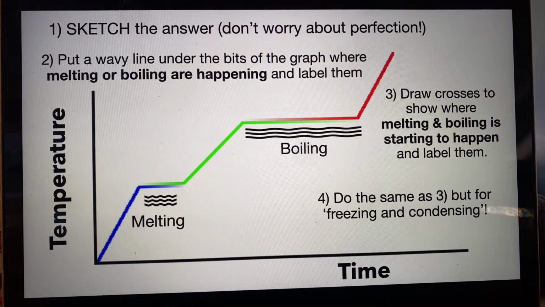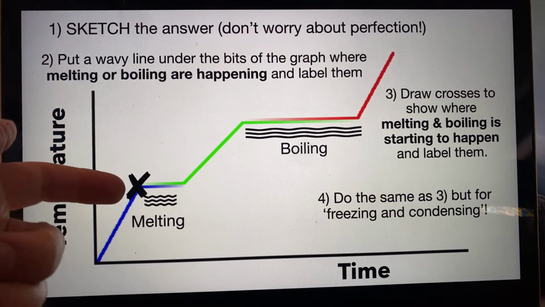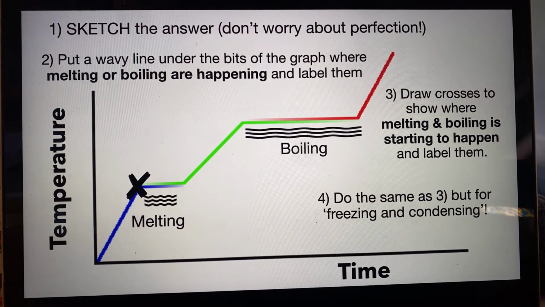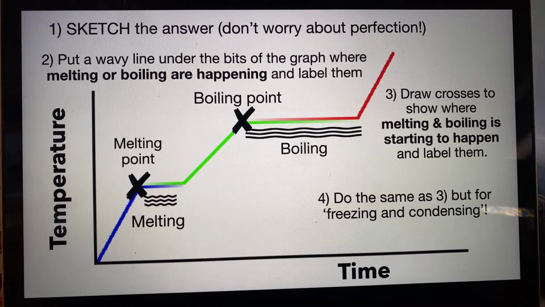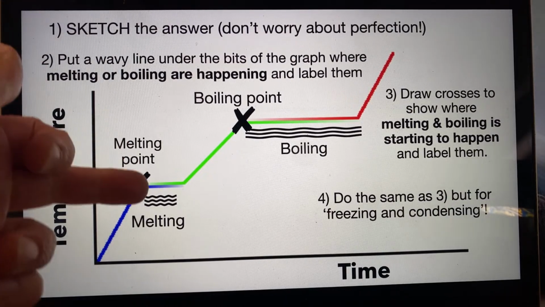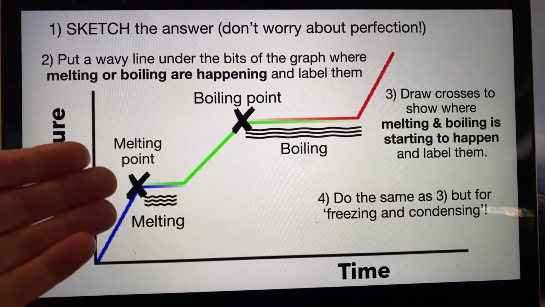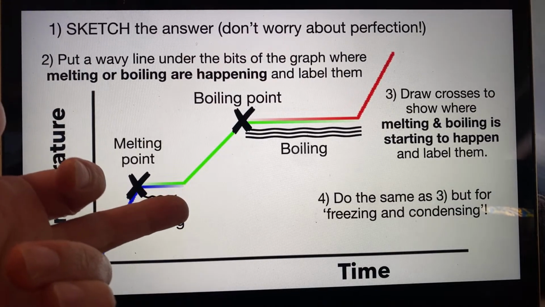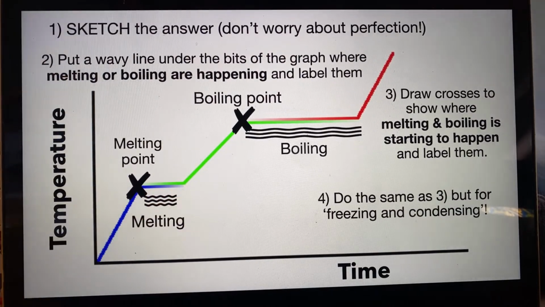Sorry, draw crosses to show where melting and boiling is starting to happen. That would be right at the start here. So if you want to label those, that is your melting point and your boiling point, because it's when they start to happen. You might think the melting point should be when all of the substance is melted, but it's not. It's at the beginning. It's just when it starts to melt and when it starts to boil.